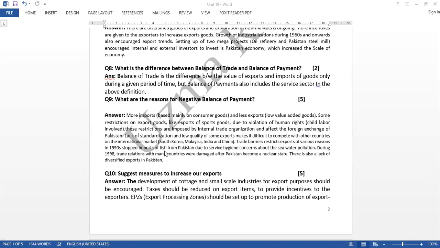The European Union stopped imports of fish from Pakistan due to hygiene concerns about the seawater pollution during 1998. Trade relations with other countries were damaged after Pakistan became a nuclear state. There is also a lack of diversified exports in Pakistan. Right?